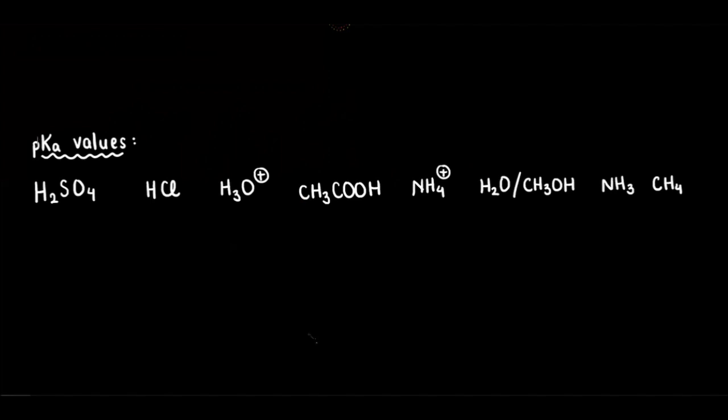For example, the pKa value of sulfuric acid is -10, of hydrochloric acid is -7, hydronium is approximately -2, acetic acid is approximately 5, ammonium is 9, water or methanol is approximately 16. They both have approximately 16. Ammonia is 35 and methane is 50.